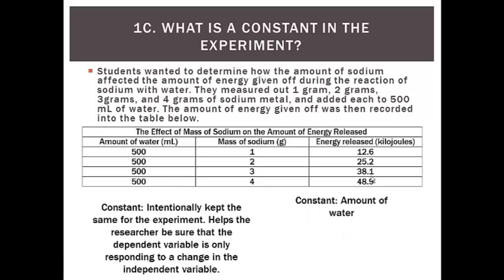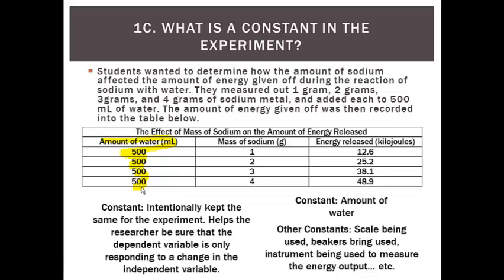So the most obvious constant here is the amount of water. We see that for all 4 trials, the amount of water is kept constant at 500 milliliters. But there are many constants. Again, we want everything to be constant except the independent and dependent variables, down to the smallest detail. I want to use the same scale, the same beakers, the instrument that I'm using to measure energy output, the same jar of sodium, everything needs to be kept the same.